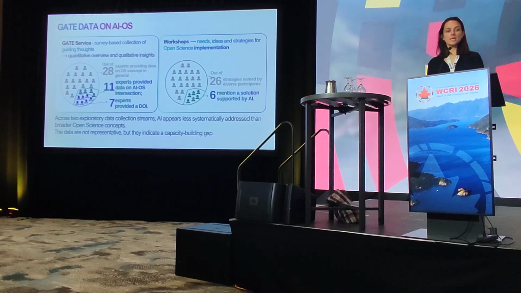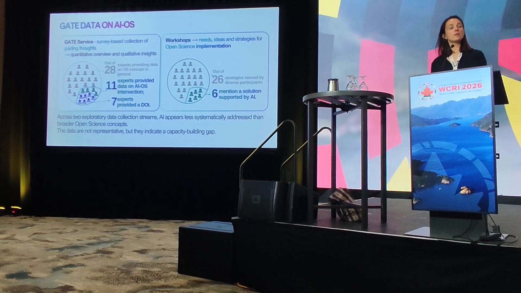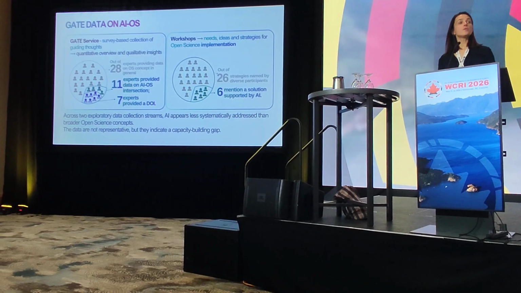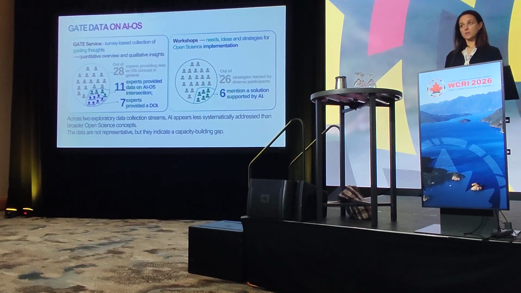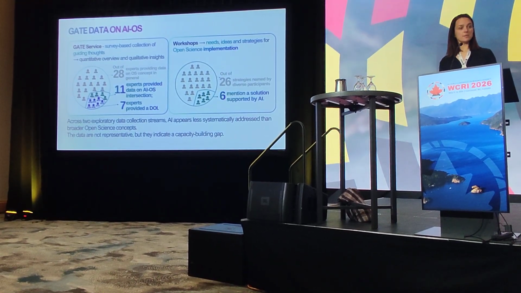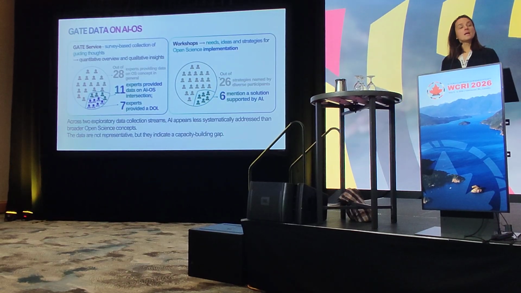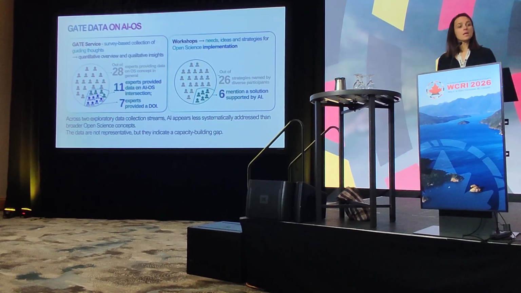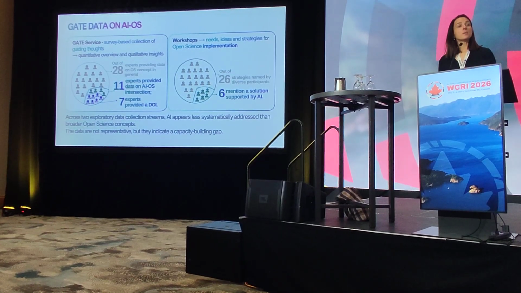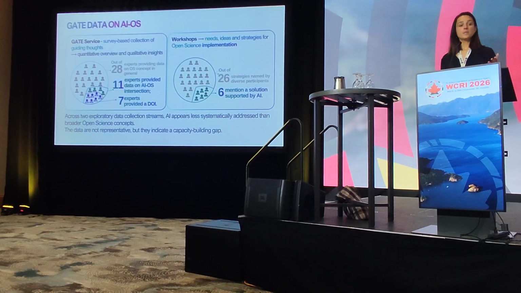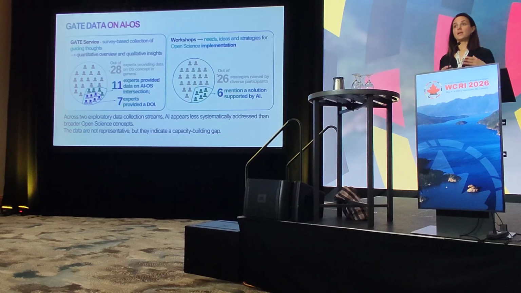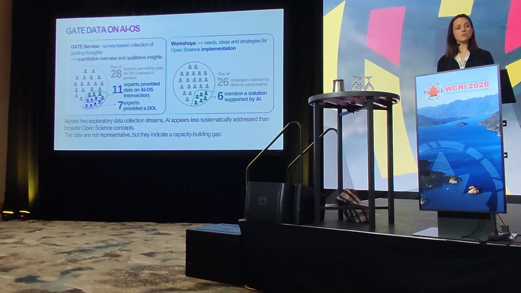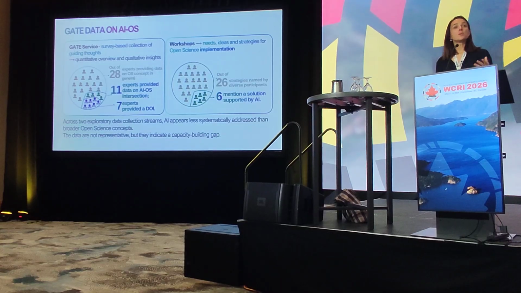So it were 28 experts, and they provided on what is open science in general. And out of these, 11 are addressing AI in their materials. And from this sample, 7 provided a DOI to their material. Yeah? So what does it mean? It means that although these participants work in open science, they do hardly address AI in research. And it's upon us if we want to change it.